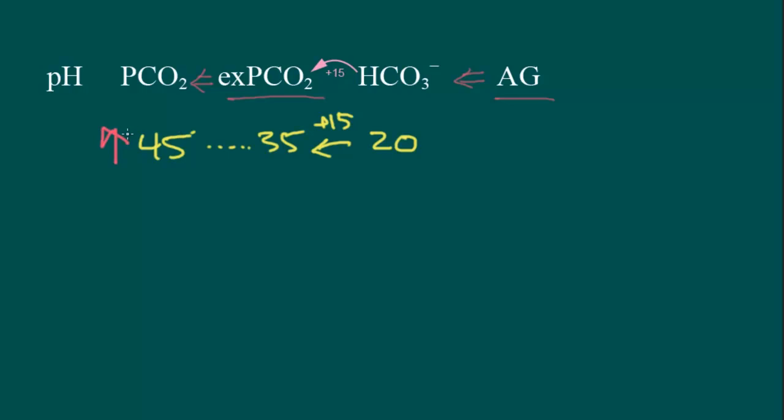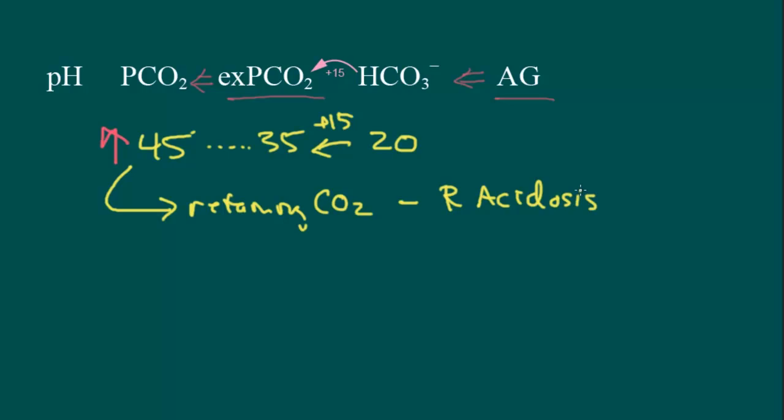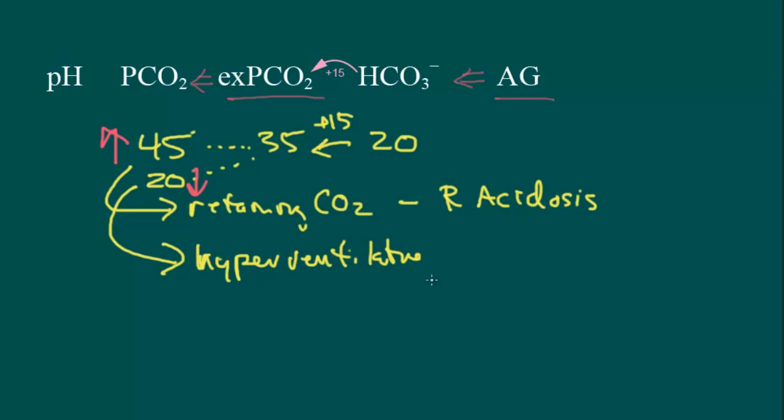Your actual PCO2 is 45. So you're retaining more CO2 than expected. Because of the difference between the PCO2 and the expected PCO2, you have a respiratory acidosis. Similarly, if you have a PCO2 of, say, 20 and your expected PCO2 is 35, then you have a respiratory alkalosis. You're hyperventilating and blowing off CO2.